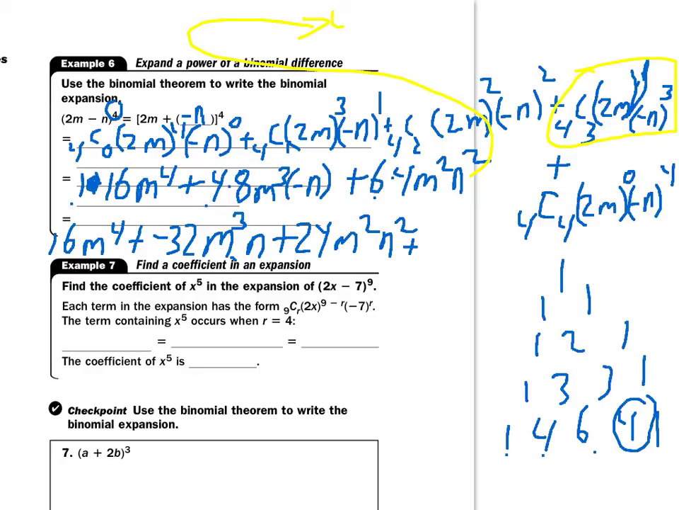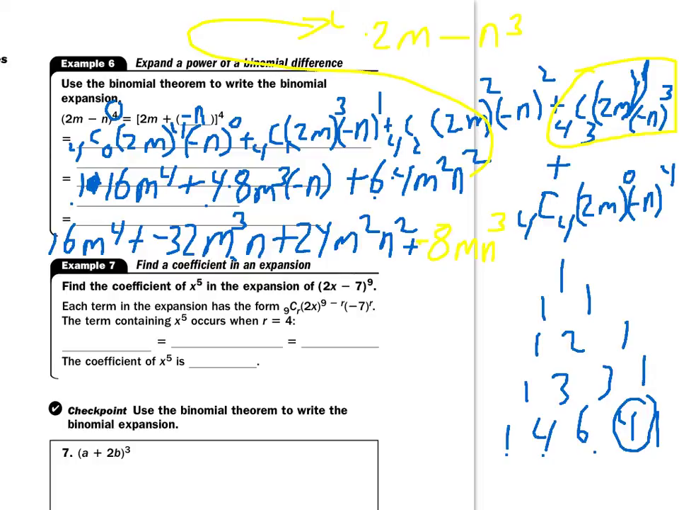4 choose 3 is 4. 2m to the first, so times 2m. Negative n to the third is going to give me a negative n cubed. And so that negative is going to go to the 4. 4 times 2 is 8, so I'm going to have a negative 8 m n to the third. That's a negative, or a minus, okay?